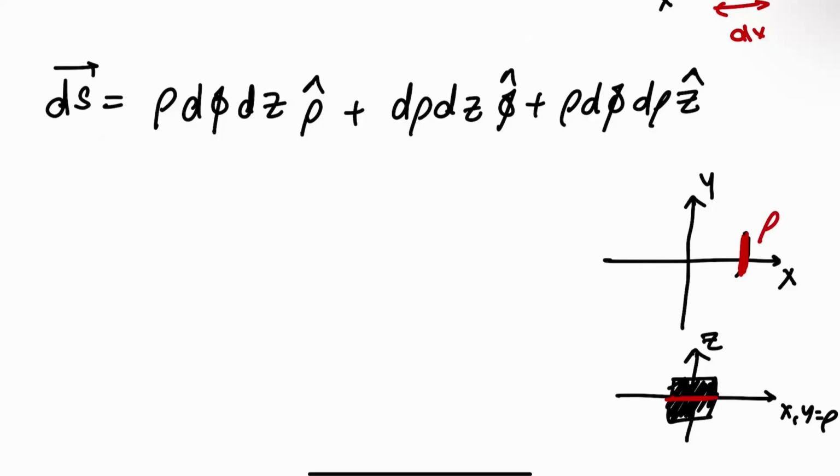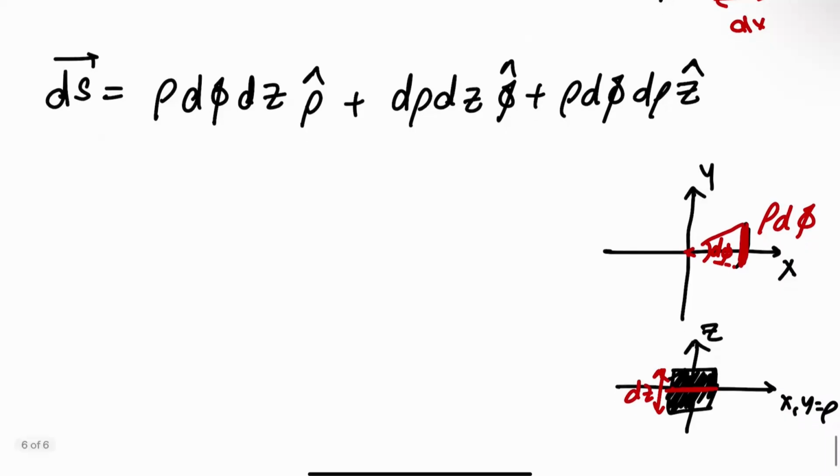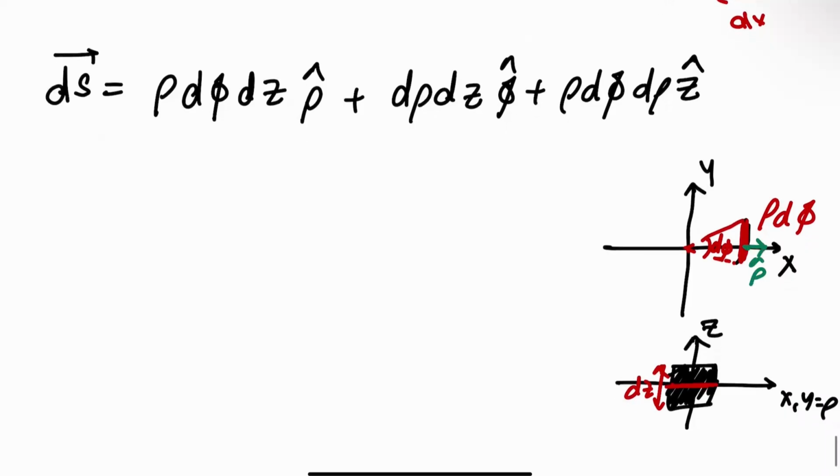Because the angle that it subtends. So this is nothing but rho d phi, right? Where the small angle is d phi, and rho is how far it is from the origin. And this length here is dz. And that's why you have rho d phi dz as the coefficient of this unit vector. So that's the unit vector rho hat. That's the orientable surface there.